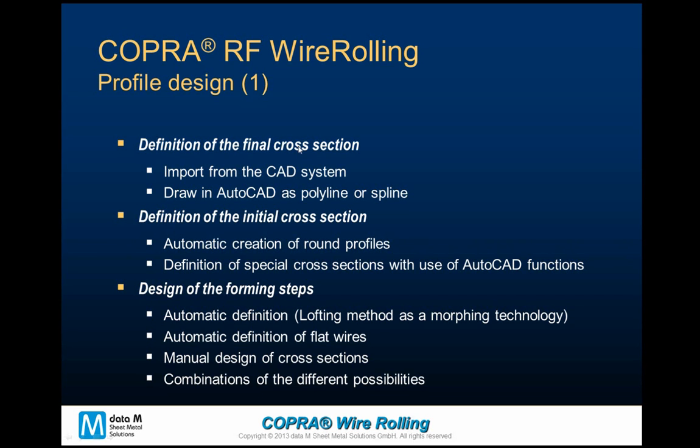In the first steps, the final cross-section needs to be defined. It can be imported from a CAD system or it can be drawn in AutoCAD as a polyline or spline. The initial cross-section is usually a round wire, and the first layout of the forming steps is done more or less automatically with a lofting method, which is a kind of morphing technology. You can do an automatic definition of flat wires, a manual design of cross sections and combinations of the different possibilities.